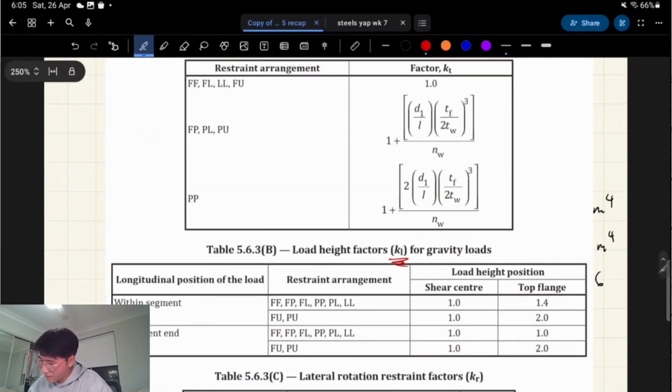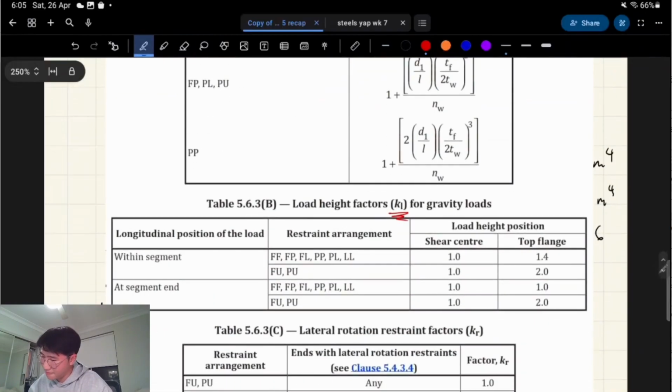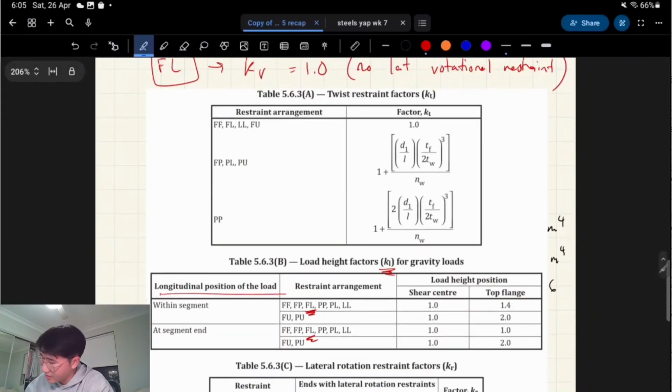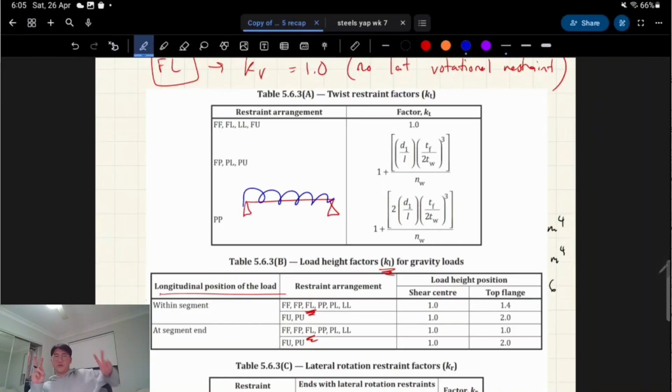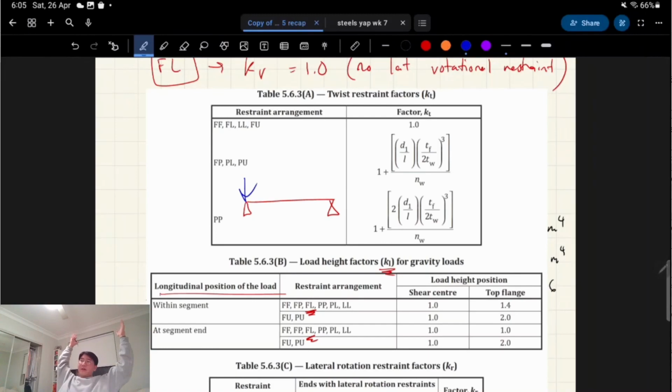For KL, I meant KT before, but for KL, essentially, we're looking for the same restraint arrangement, but now we care about the longitudinal position of the load as well. So when you have a uniformly distributed load, that's considered to be positioned within the segment, which makes sense considering this is a segment. If we had a point load, say there, then that's called at the segment end, which is that second row on the table.